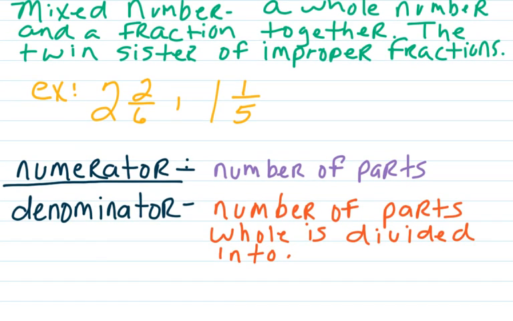And then more review vocabulary. The numerator is the number of parts, and the denominator is the number of parts the whole is divided into. Very key that you remember that. That is the number of parts that the whole is divided into. And we're going to be looking at that in great detail once we go through and decompose these few examples.